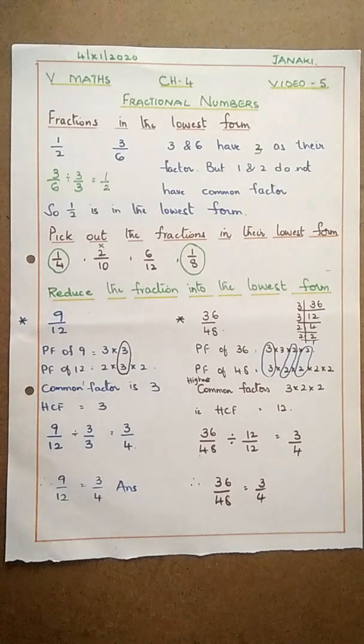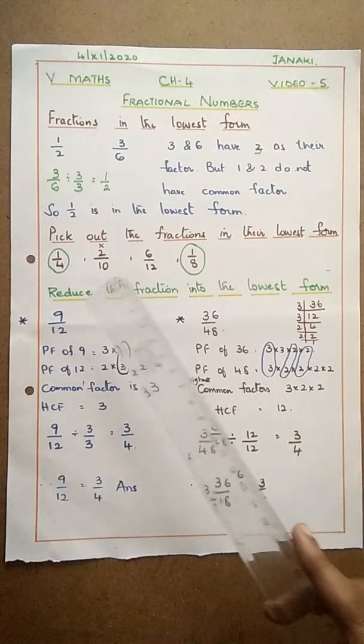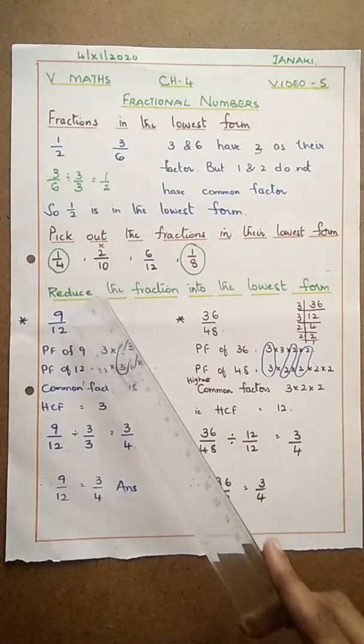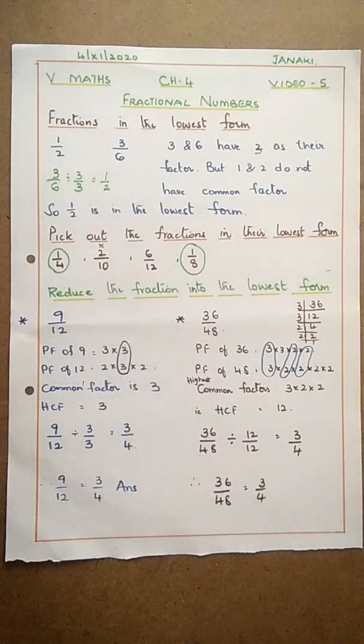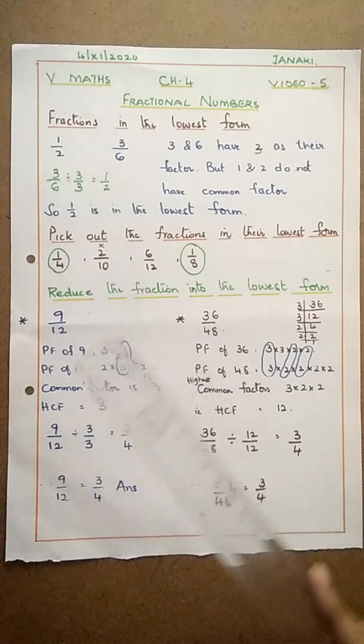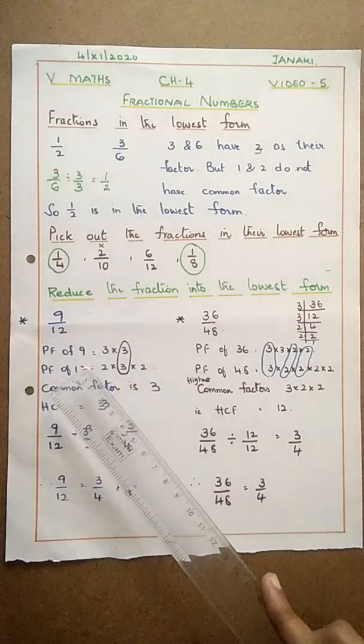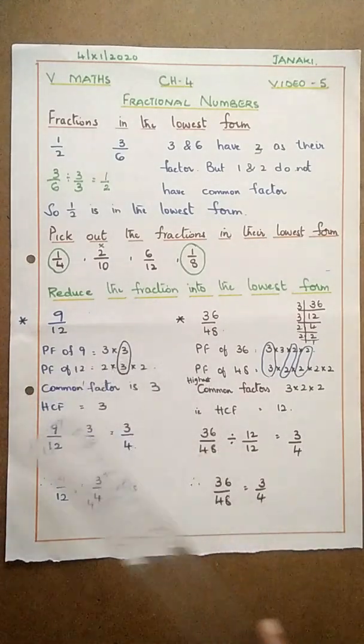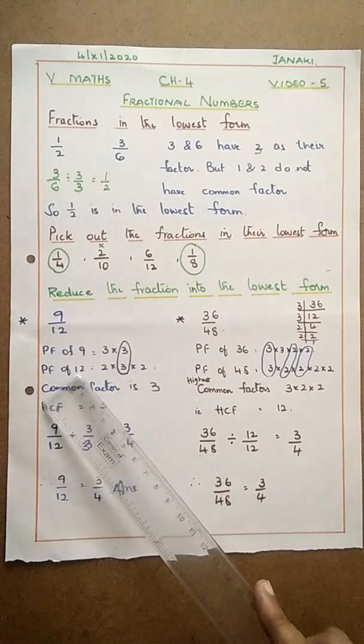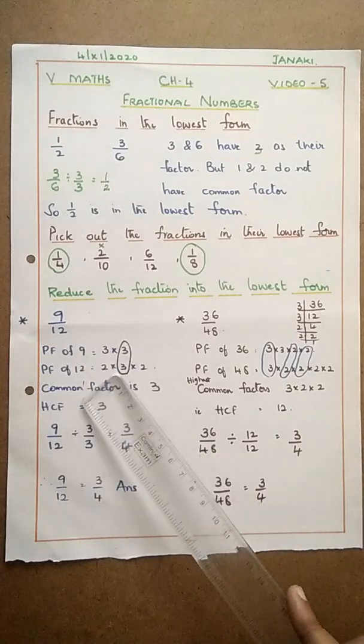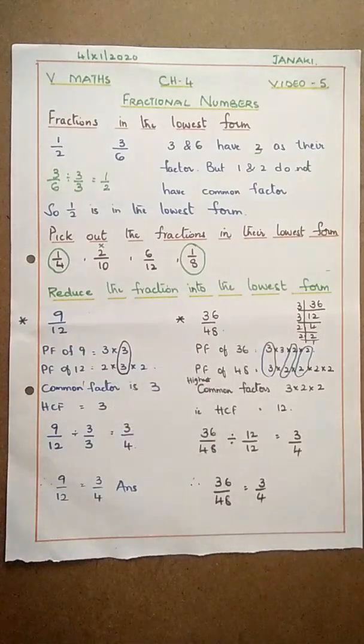Now, if a fraction is not in the simplest form, it has to be reduced, meaning divided further so that we get a fraction in the lowest form. Now let us see. I have taken an example, 9 by 12. Let us first write the prime factorization of 9. 3 3s are 9. What is the prime factorization of 12? 2 into 3 into 2.